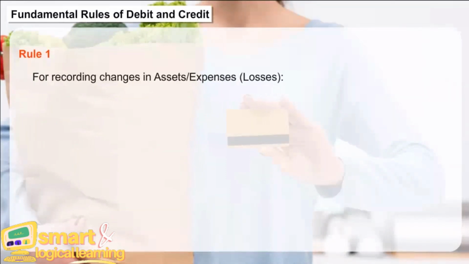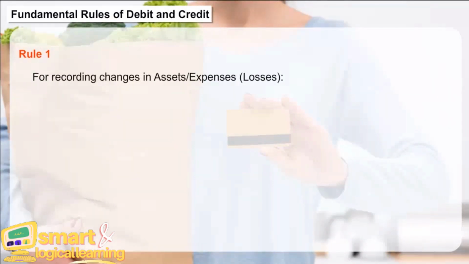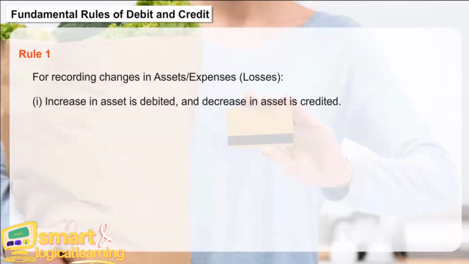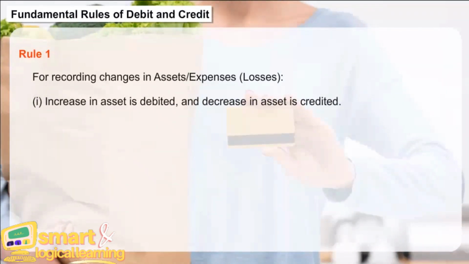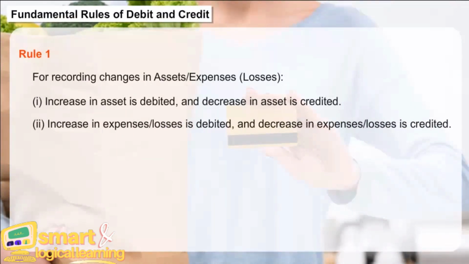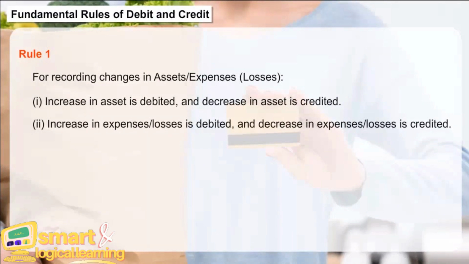Rule 1. For recording changes in assets or expenses or losses: 1. Increase in asset is debited and decrease in asset is credited. 2. Increase in expenses or losses is debited and decrease in expenses or losses is credited.